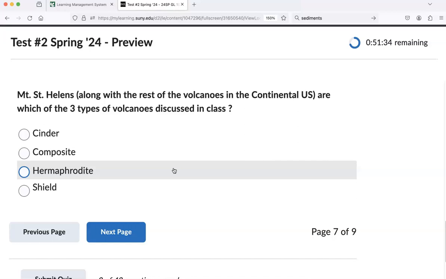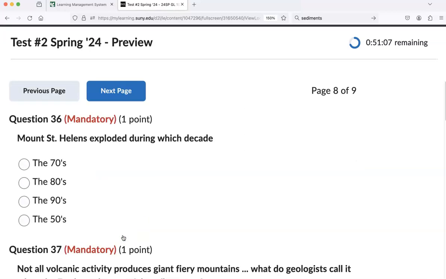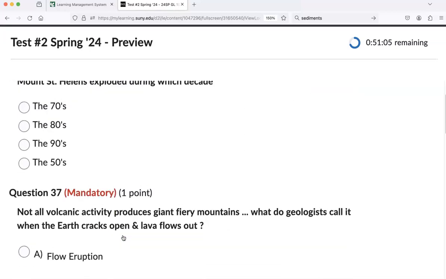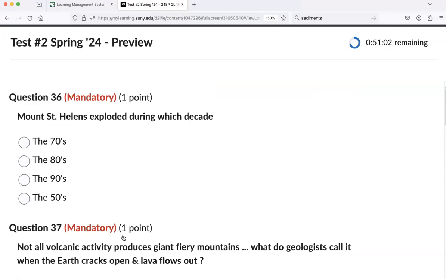Mount St. Helens, part of the Cascade Range. This is a composite, okay? This is a composite. Hopefully you didn't miss this one. It was kind of a sleeper question there. Hopefully you knew St. Helens was in the Cascade Range, and you had previously told me that the Cascades were composites. So hopefully you put two and two together there. Mount St. Helens was the 80s.